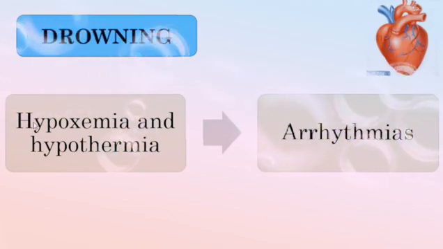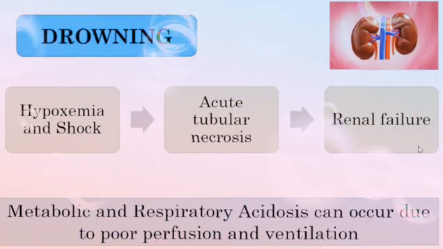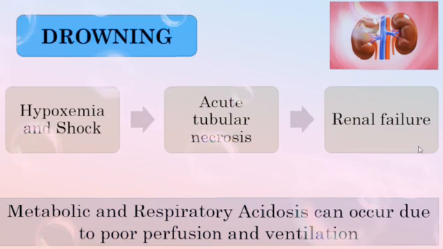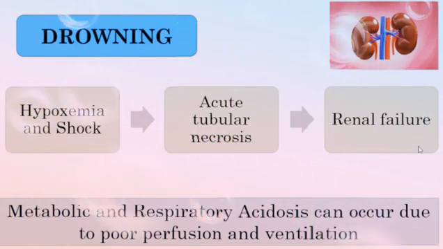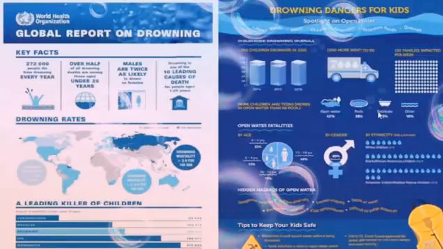Hypoxemia and hypothermia lead to the arrhythmia. They also have the acute tubular necrosis and the renal failure. The metabolic and the respiratory acidosis can occur due to the poor perfusion and the ventilation.